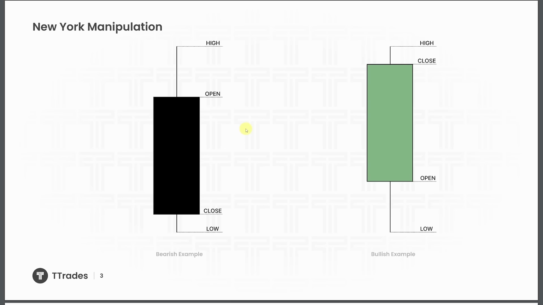Now, what does a New York manipulation daily profile look like? Well, essentially it is going to be an open high-low close or open low-high close. Now, this drawing doesn't give a great depiction, so let's go look at the lower time frames.